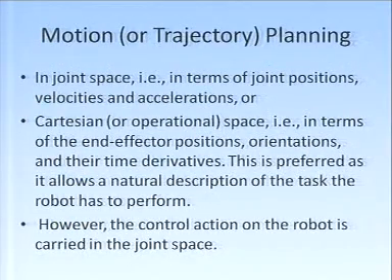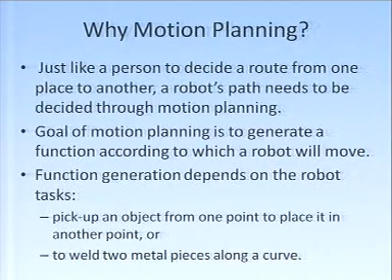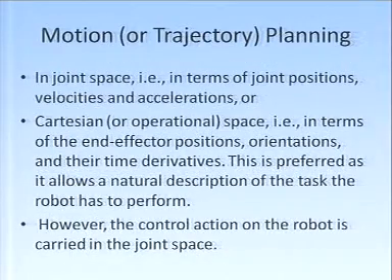So, for your information, motion planning is also called trajectory planning, right. So, motion or trajectory planning, because ultimately we are talking about a trajectory along which the robot moves, be it a pick and place, be it a continuous path, ultimately it follows a certain trajectory.